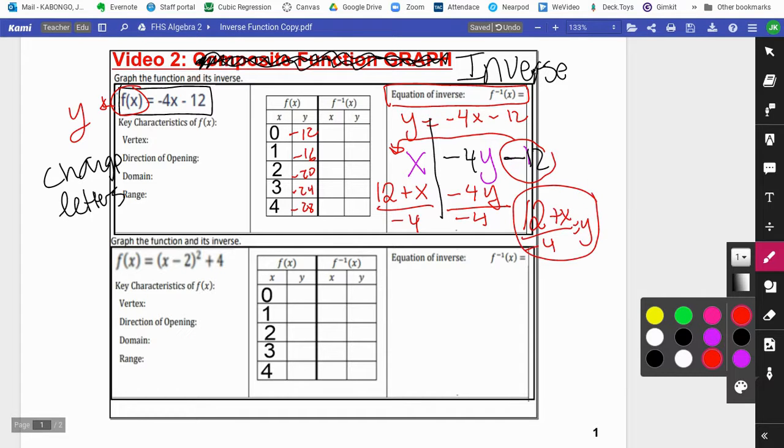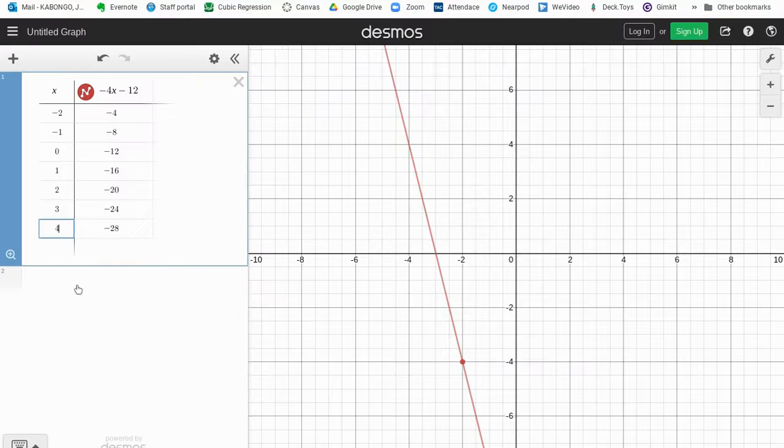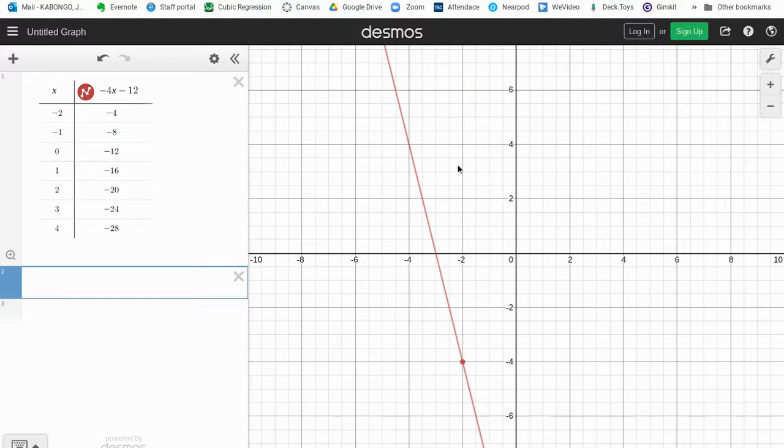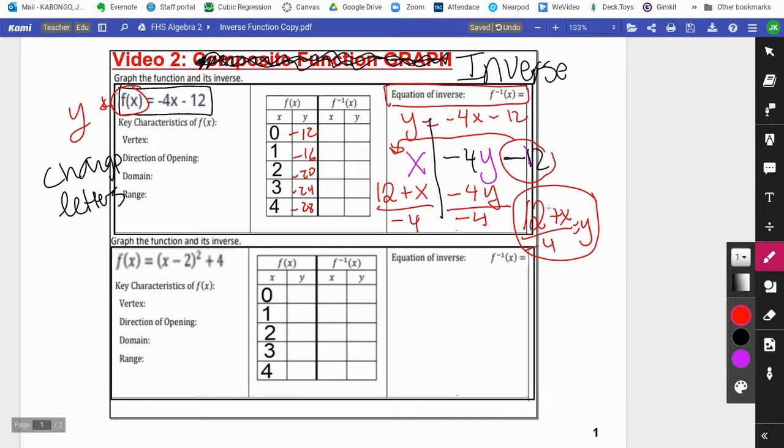That's it. Now, if you put that in Desmos, you would get another graph for you to see. I don't have time to do that. But if you put that here, you can see the inverse of it. But now they want us to come up with a table as well.